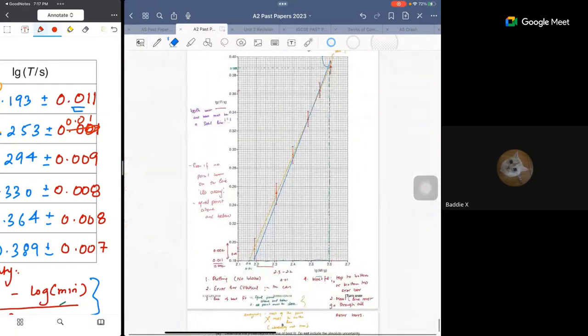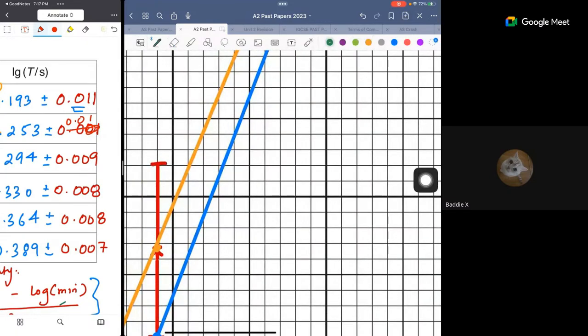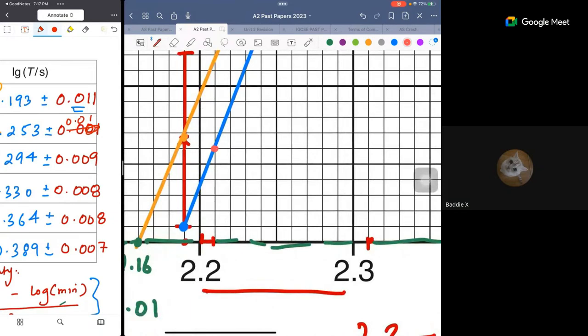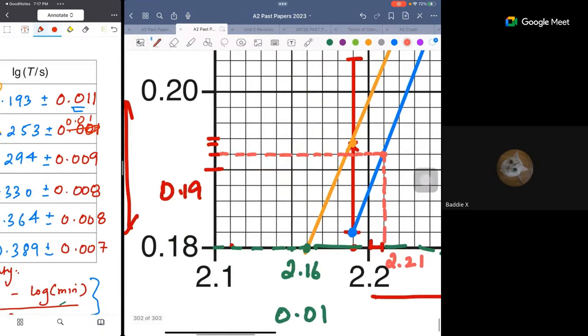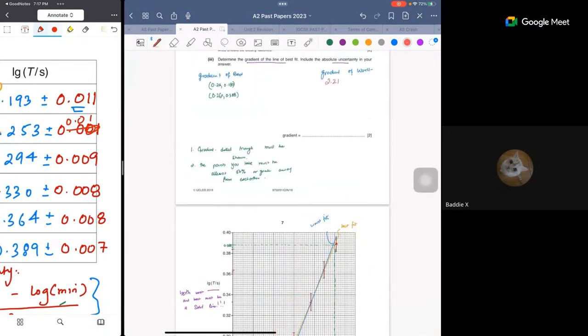Okay, then you have to go towards the other one. Let's choose a color that is more prominent. Let's go with the orange one. Now, let's see which point I like. I like this one, so I'm going to take this. You don't have to be very accurate with this. It's close, that's fine. This is 2.21, and that point is 0.192. So I'm going to write this as 2.21 and 0.192, like that.